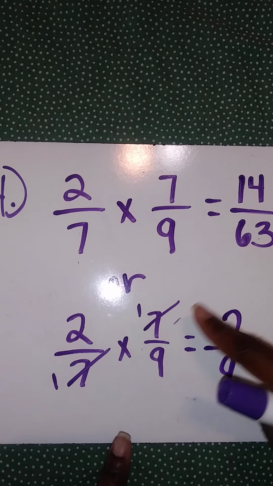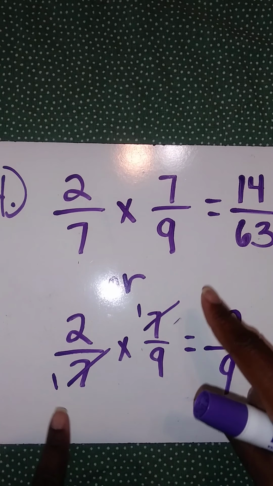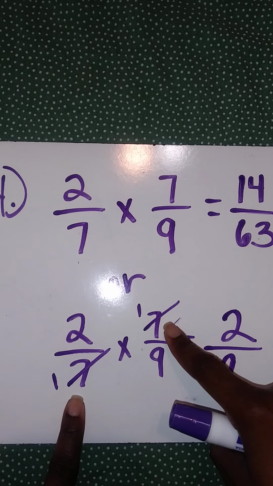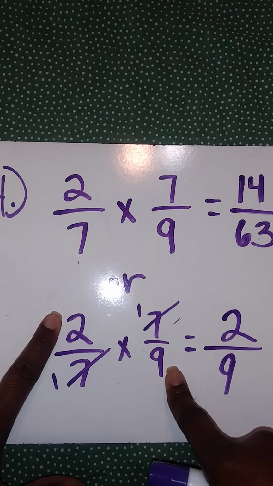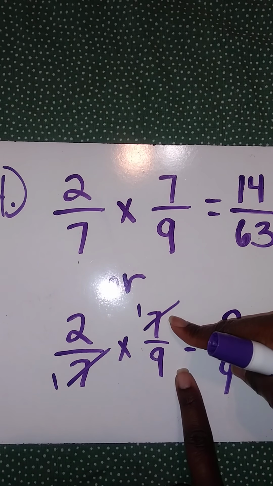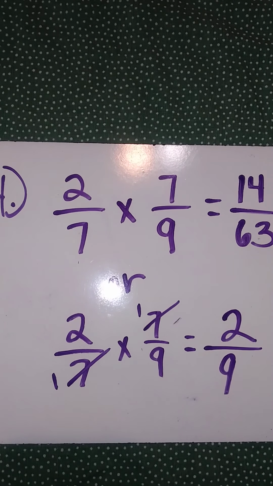But again, if you notice that you have the same number in your numerator and denominator, it doesn't matter where it is. It could be here and there, it could be here and here, and they can also be on top of each other. If you see that you have the same number in the numerator and the denominator, they cancel out.